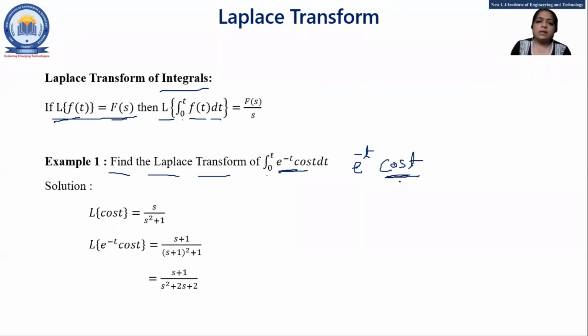We will find the Laplace of cos t first, and Laplace of cos t is s upon s square plus 1, right? With the help of the first shifting theorem, Laplace of e raised to minus t cos t, we will replace s by s plus 1. Okay, so here s plus 1 the whole square plus 1. After simplification, s plus 1 in the numerator, and in the denominator, s square plus 2s plus 2 is there. So this is the Laplace of e raised to minus t cos t.